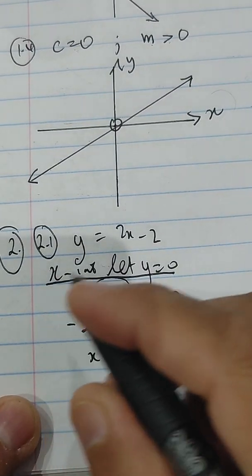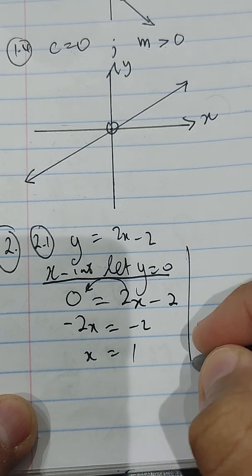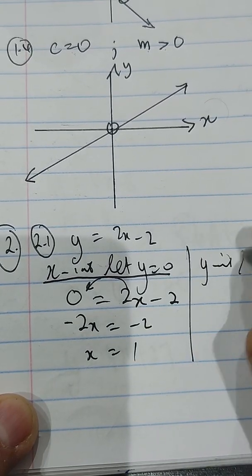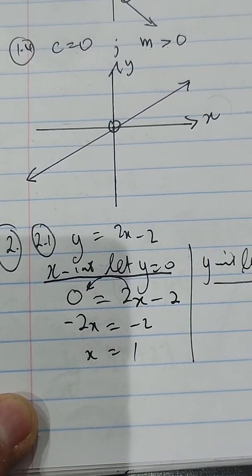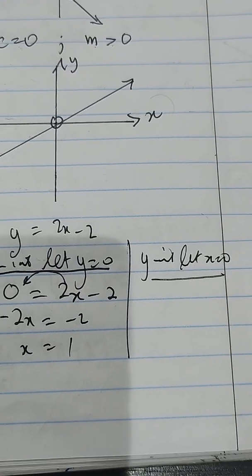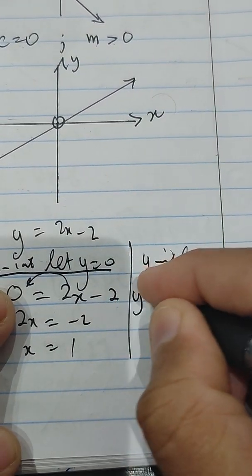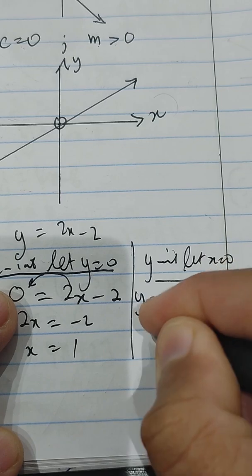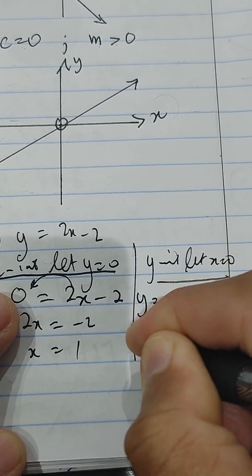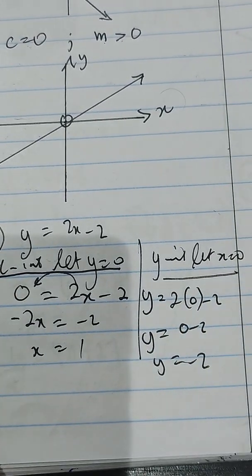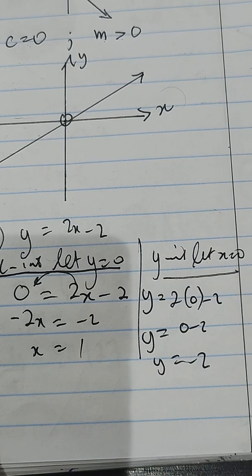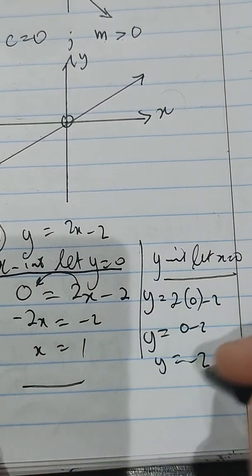Then we do our y-intercept. Let x equal to 0. So y is equal to 2 times 0 minus 2, which is 0 minus 2, which is negative 2. Okay, so you're going to cut your x-axis at 1 and your y-axis at negative 2.